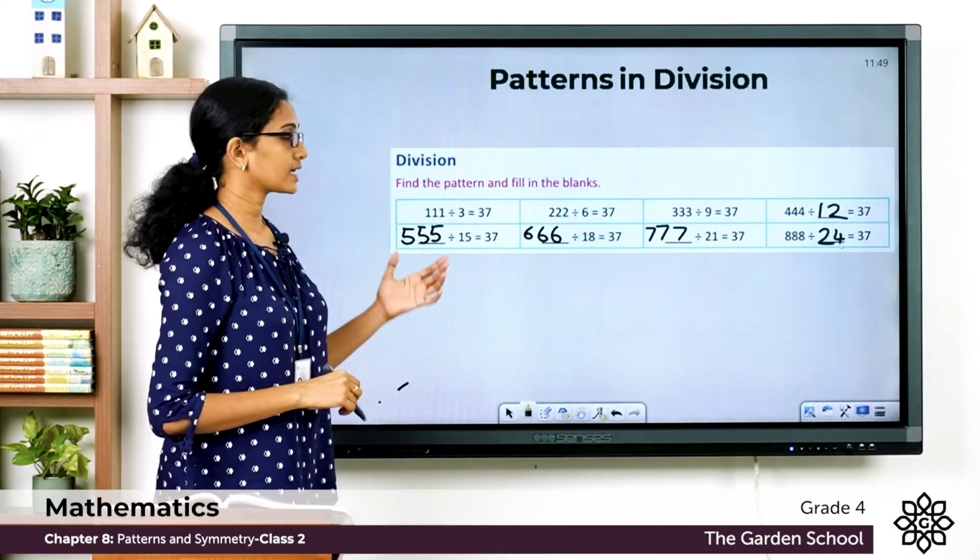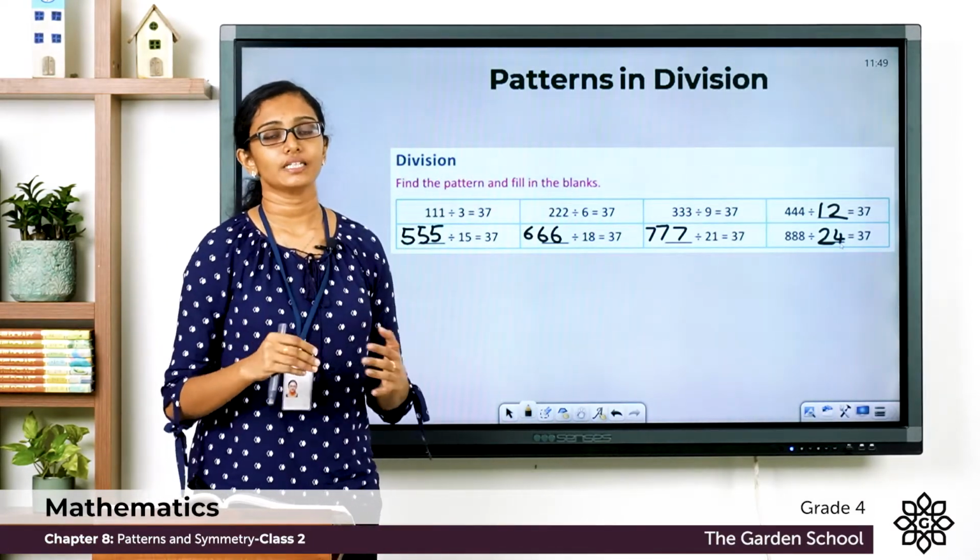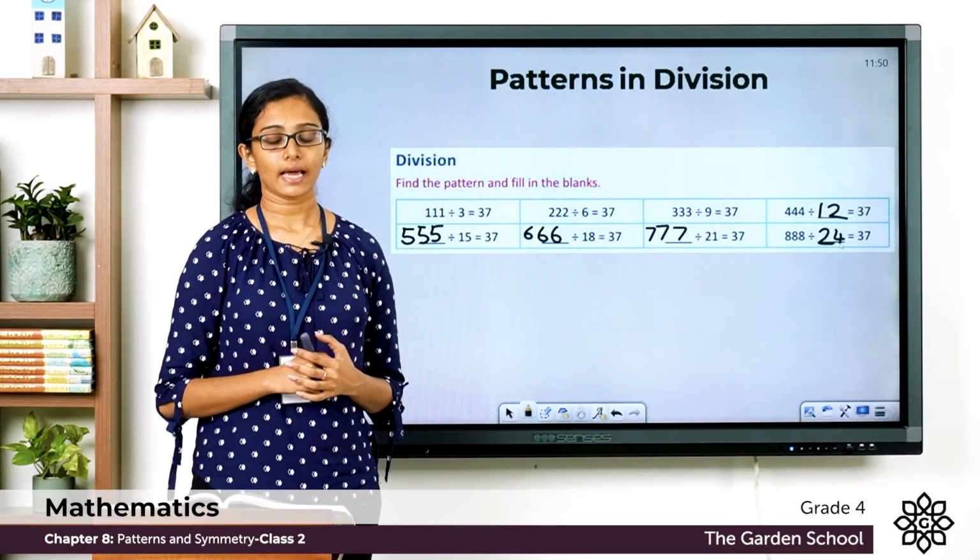So this is an example of pattern in division. Let's do one activity.